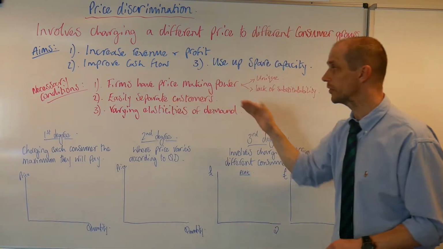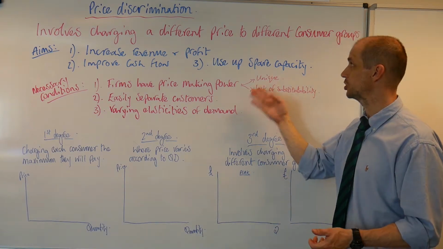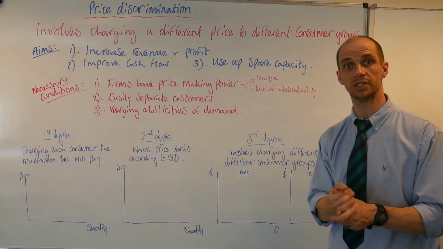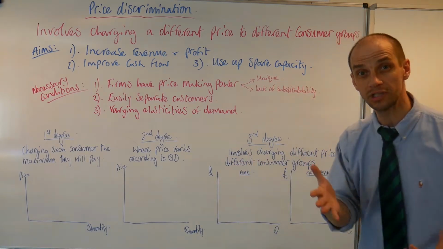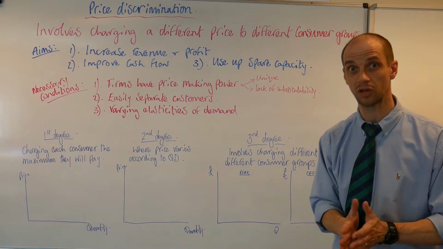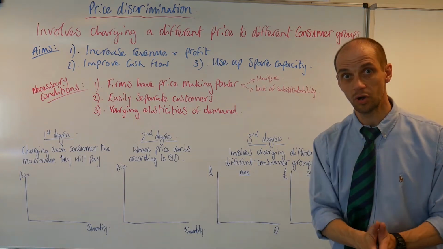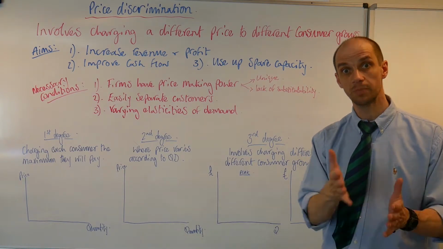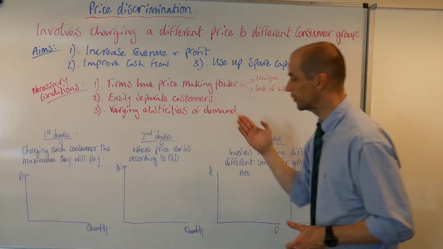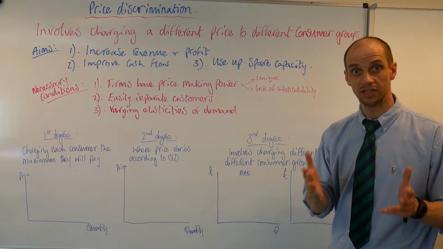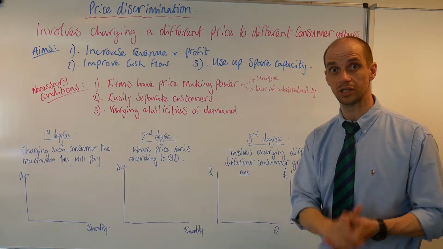Secondly, you're going to be able to easily separate customers into specific groups. We mentioned hotels and flights, and of course during the summer holidays and the half-term breaks, the price of a flight increases quite significantly. That's another great example. When it comes to the cinema, going on a Friday or Saturday is far more expensive than going on a Tuesday morning. Number three, there are varying elasticities of demand in the markets where this is undertaken, and that's a very, very important characteristic to be aware of.